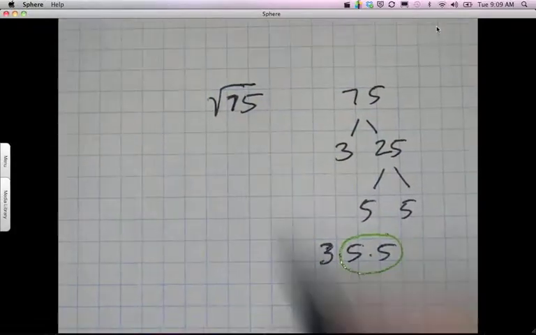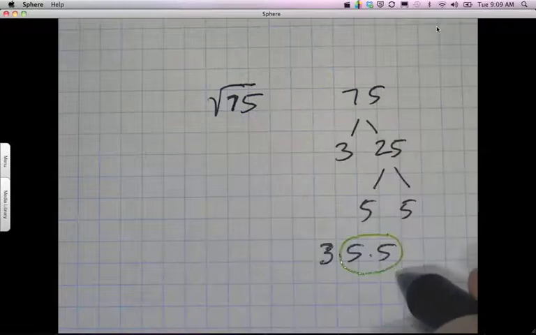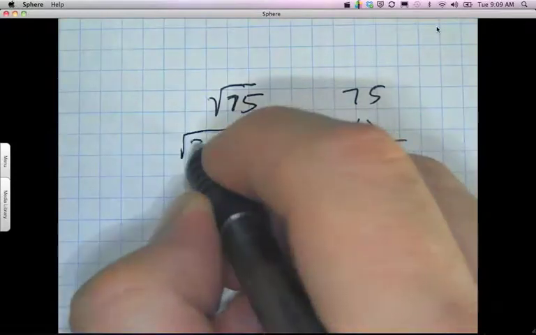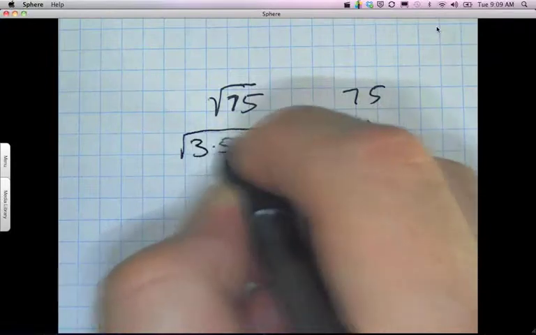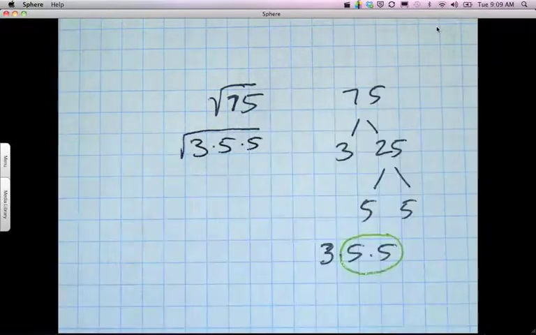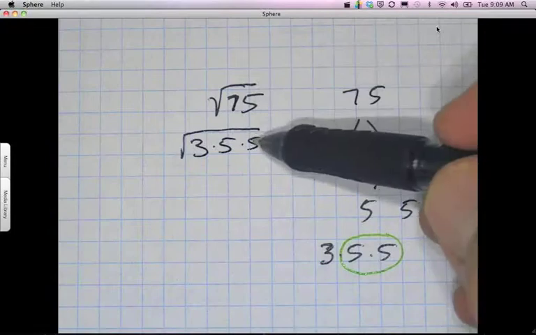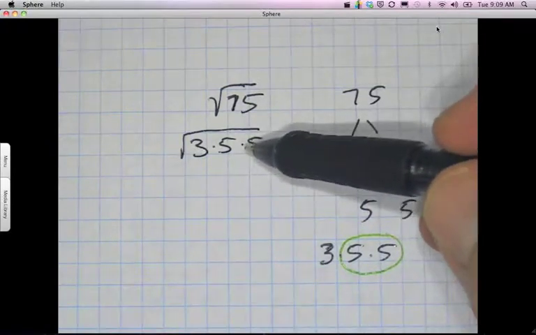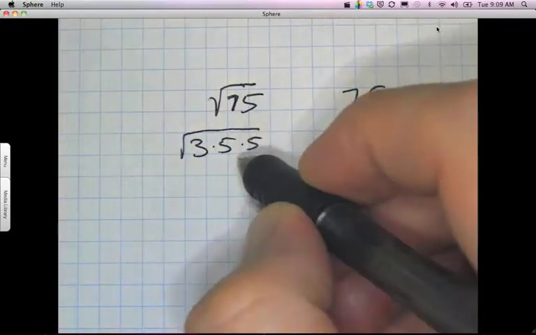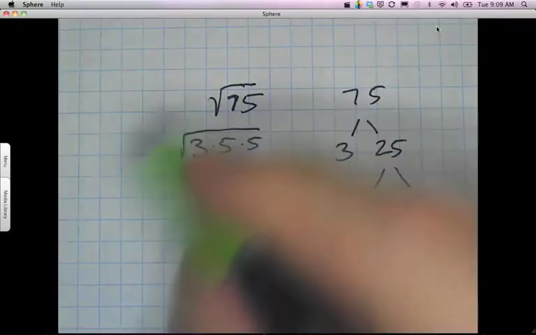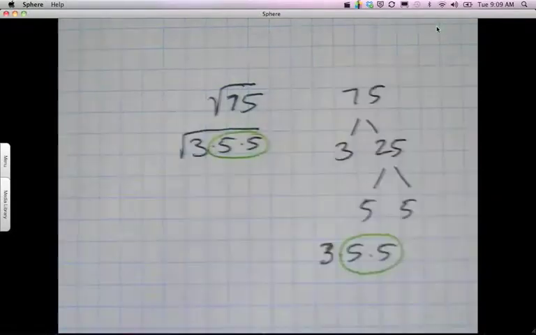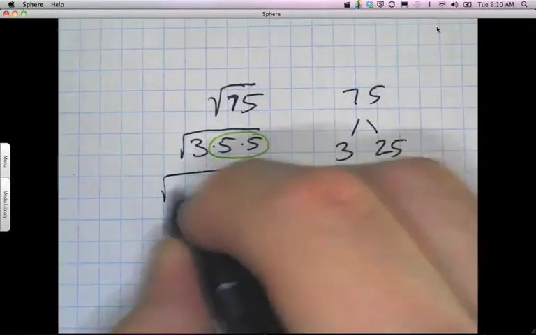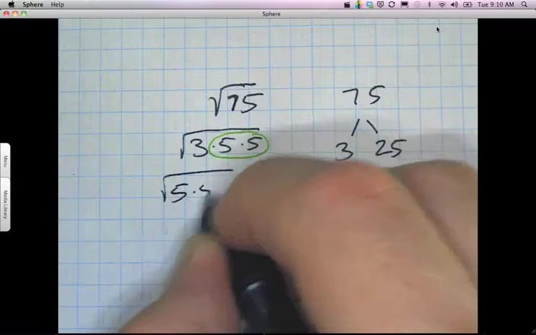Now, if I wanted to rewrite this square root of 75 using these factors, I could say the square root of 75 is 3 times 5 times 5. So I've just changed the way I wrote 75 by making it the factors of all the different pieces. And then I can separate it out a little bit by taking this pair and putting it together. I'm going to put it at the front of my square root just to make things a little bit simpler. So this becomes a square root of 5 times 5.